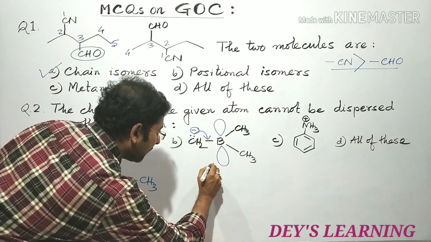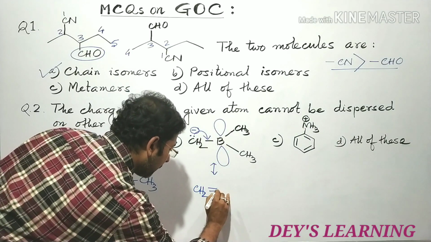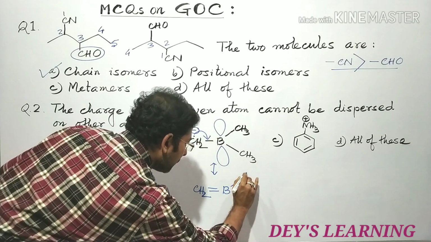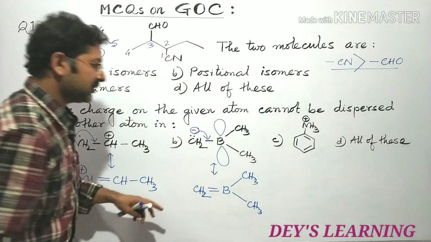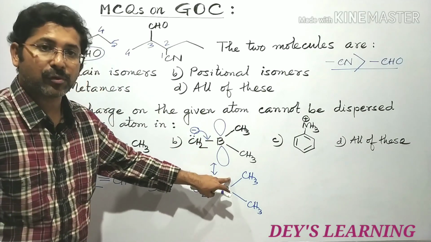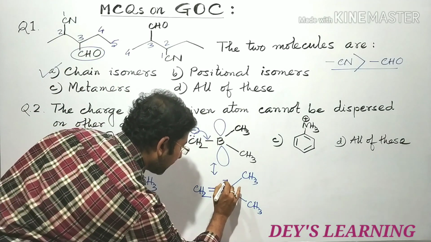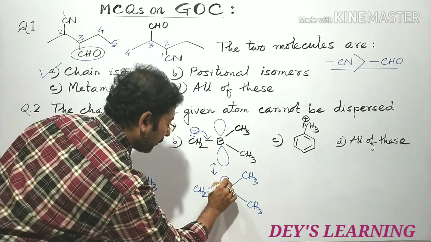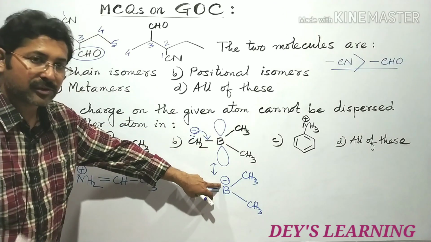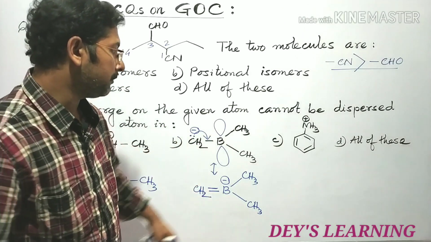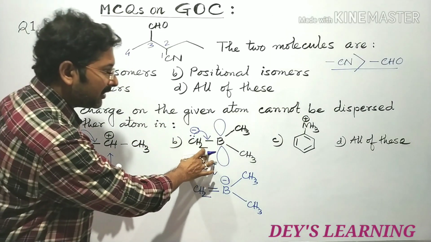So in this compound it has another resonating structure, CH2 double bond boron. This is your CH3 and this is your CH3. Now in this structure boron has 1, 2, 3 and 4 electrons. So in the valence shell of boron there are 3 electrons. Now it contains 4, so boron is negatively charged. So the negative charge on carbon is actually dispersed to the orbitals of boron. So charge dispersion occurs here, charge dispersion occurs here.